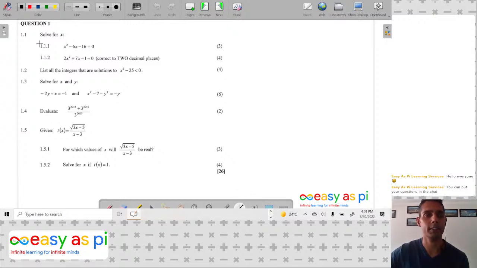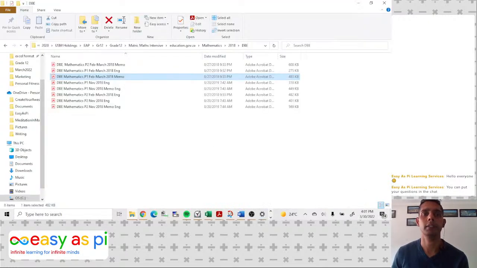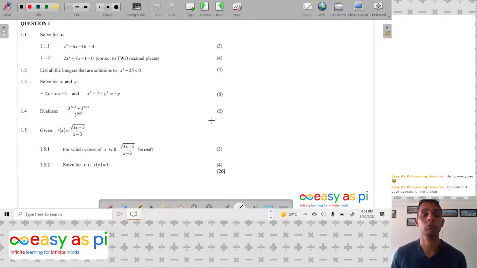We're going to do this as if it were an exam type question. This is an entire question one. I have taken it from the Feb-March 2018 paper, and we're going to use the next 35 minutes to go through this. Let's look at question one. They're saying solve for x. That's the instruction. Let's look at the first one, x squared minus 6x minus 16, 3 marks. Hopefully we know that this is a quadratic equation, and that is going to be my clue to you.